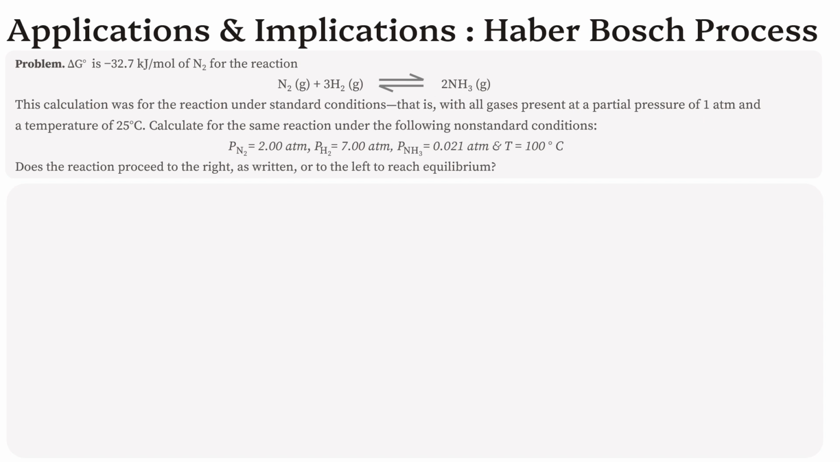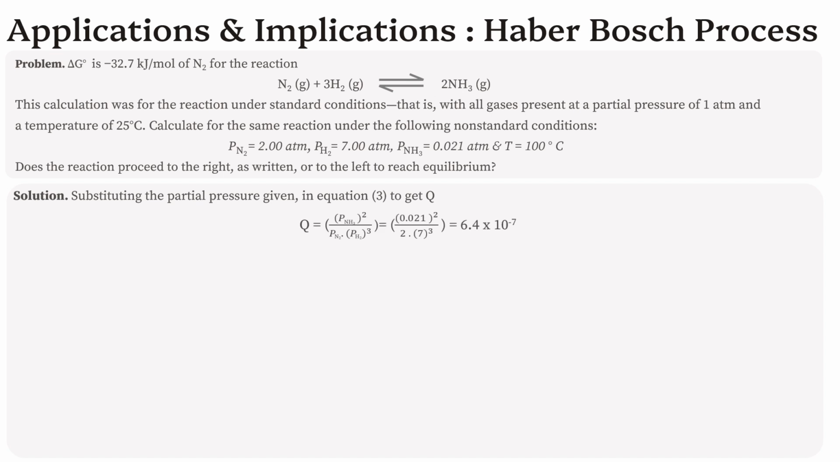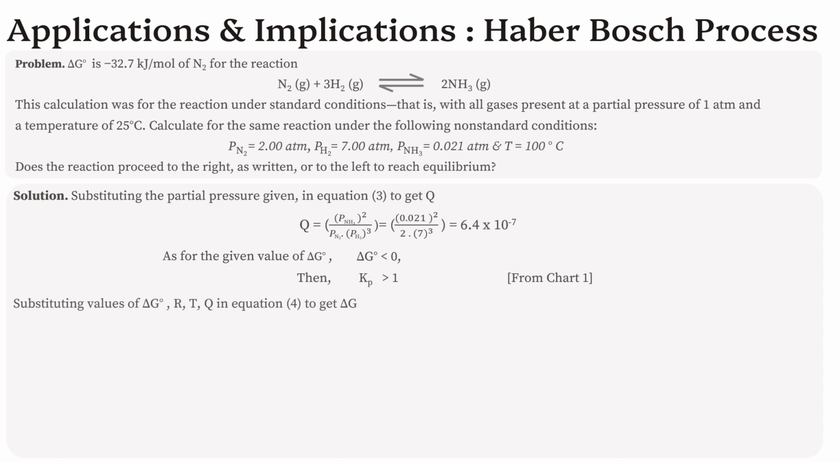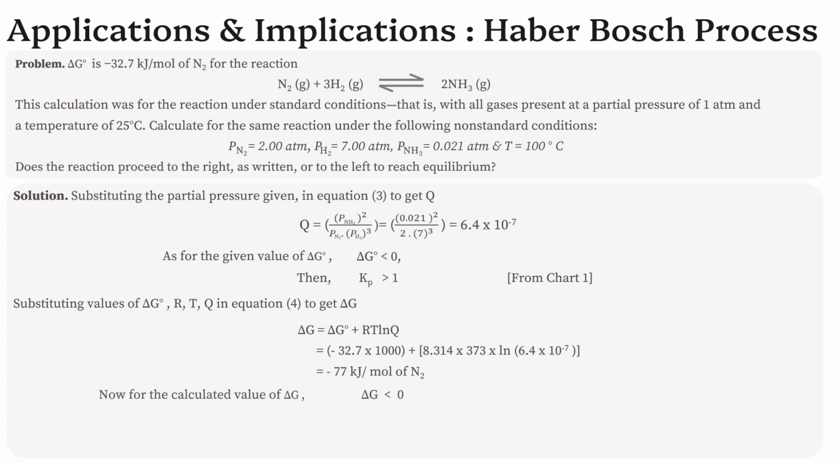At first, we substitute the values of partial pressure in equation 3 to get the value of Q. Now, using the given standard free energy value, we can assume from the chart that the Kp is greater than 1. Then, using equation 4, we will determine the value of del G in the non-standard condition. And from that, we can clearly see that Q is greater than Kp from chart 2. That suggests the reaction will be spontaneous and will proceed to the right.